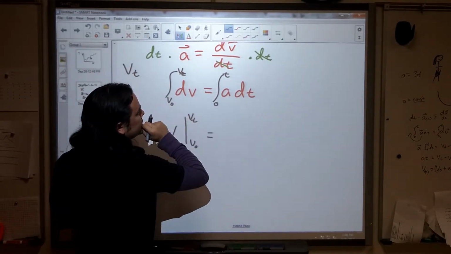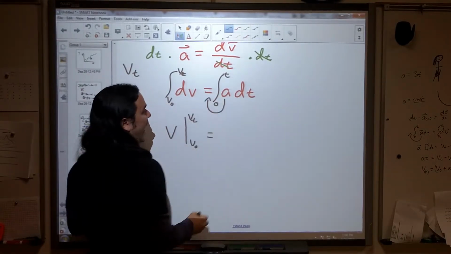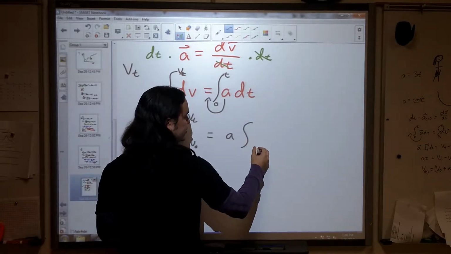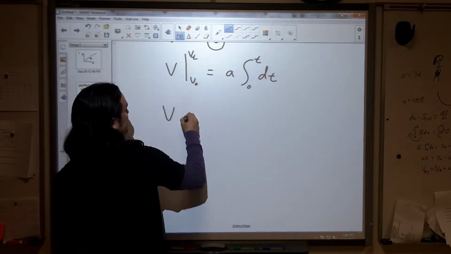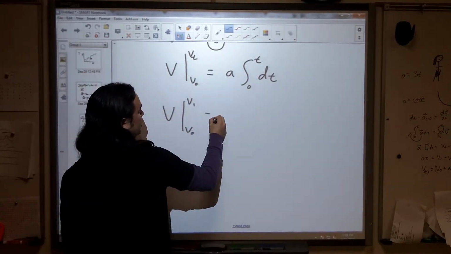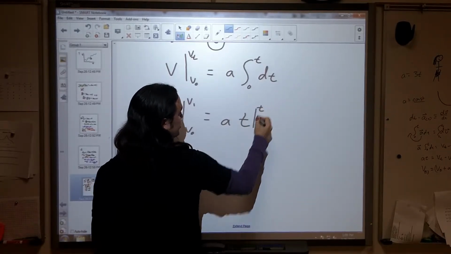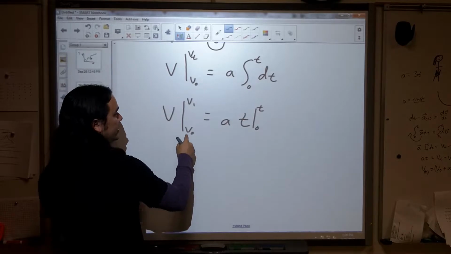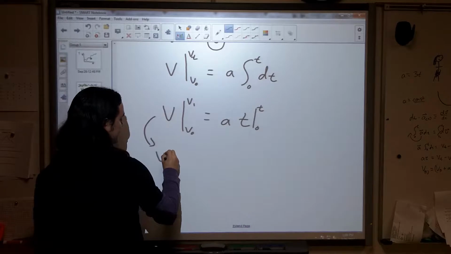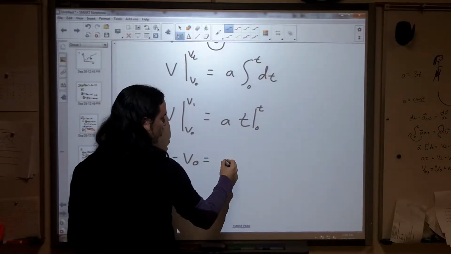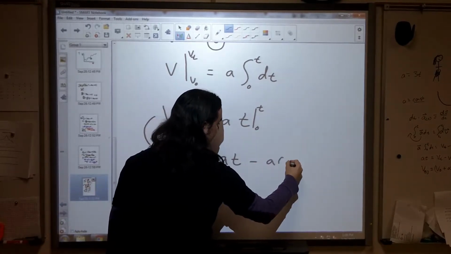This equals, let's see, a being a constant can come out of the integral. So I get a times the integral from 0 to t of dt. Well, that becomes, I have v evaluated from v naught to v final equals my acceleration times t, where t is evaluated from 0 to t. What we mean by evaluated is we take the upper limit minus the lower limit. So what this is going to become is v final minus v initial equals a times t minus a times 0.